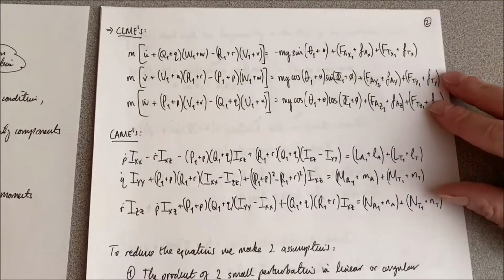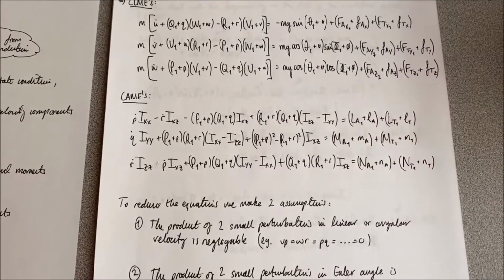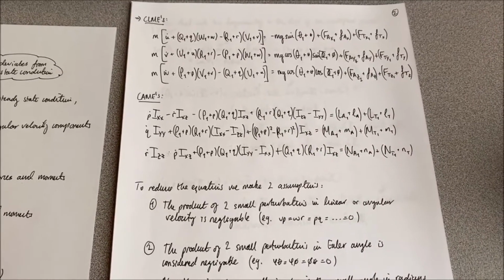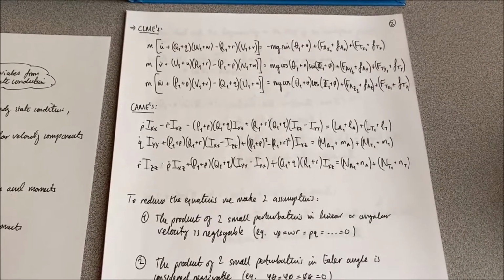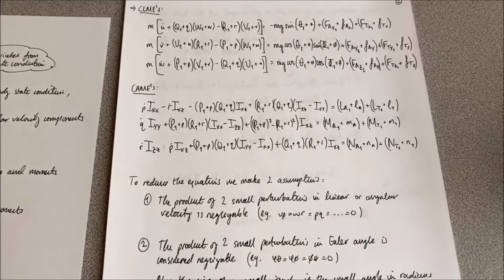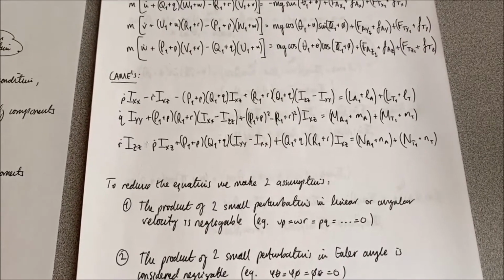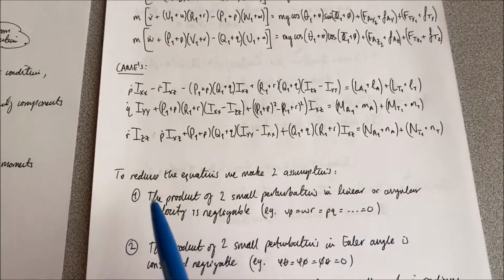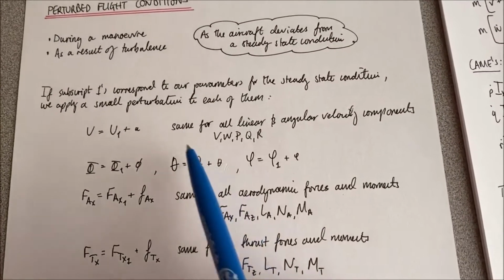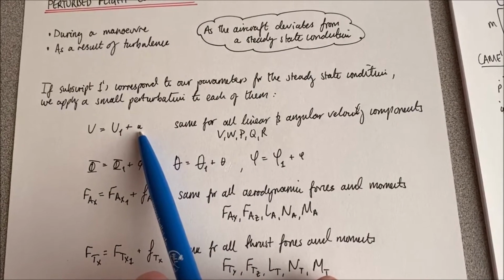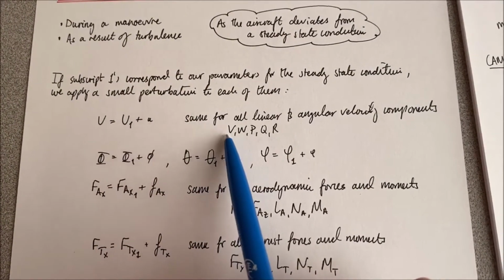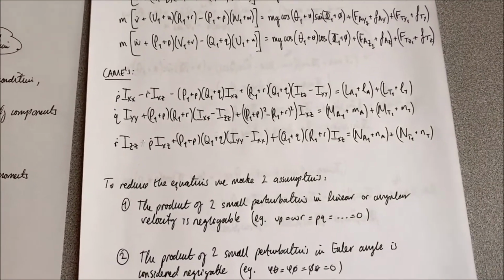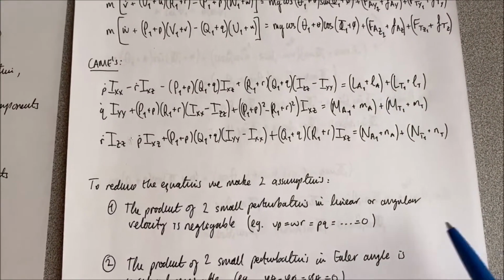Now, in order to reduce this huge mess, we can make two assumptions. The first assumption is that the product of two of these small perturbations in linear or angular velocity, so if we have a lowercase u multiplied by a lowercase v, for example, then we're just going to assume that is negligibly small and equate it to 0.